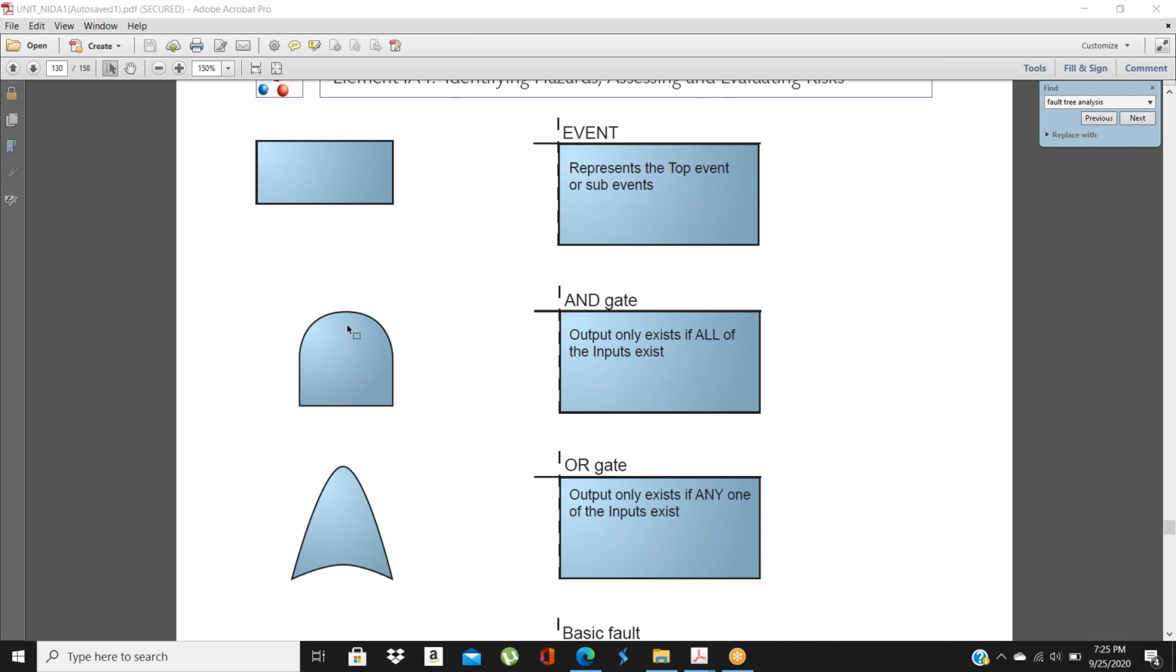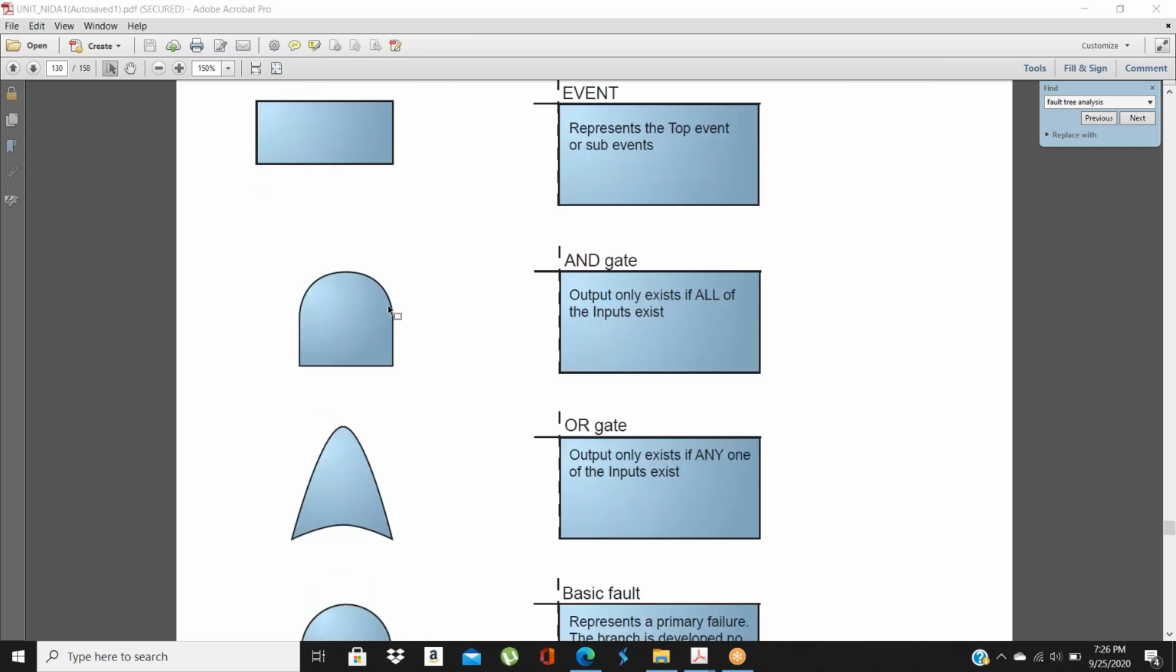For the AND gate, the output event will occur only if all the input events occur. Let's suppose here are three events. If one of them does not occur, this event will still not happen. If all three events inside this AND gate occur simultaneously, then the output event will happen. This is the purpose of the AND gate.